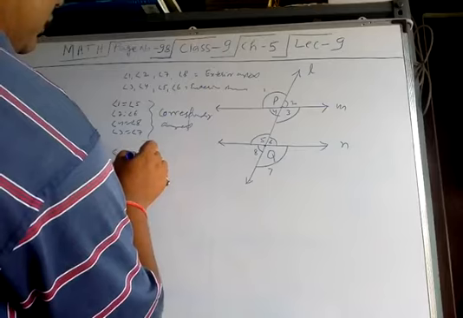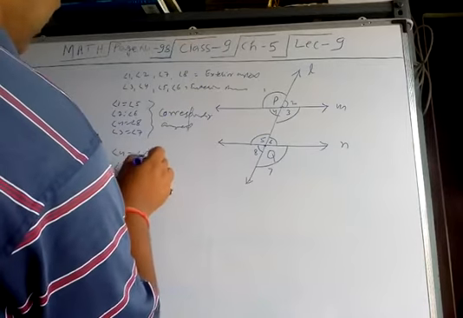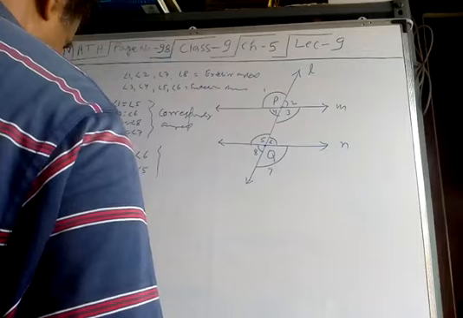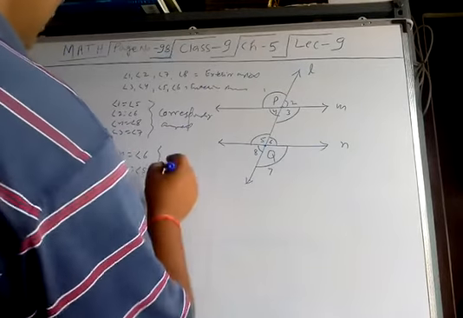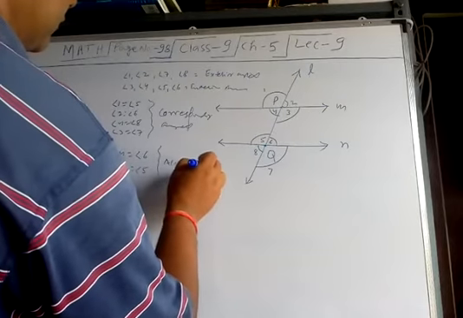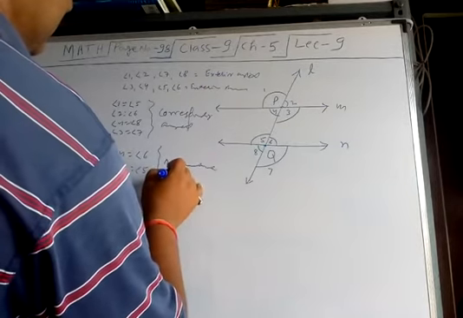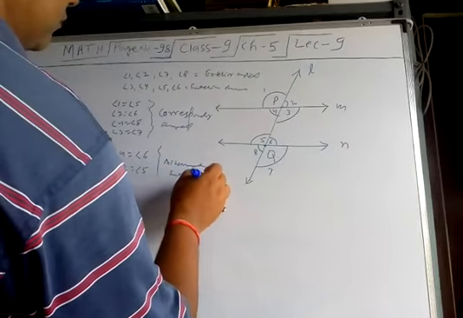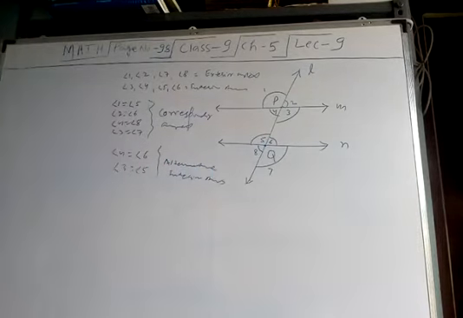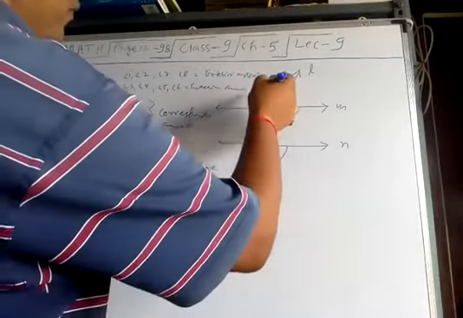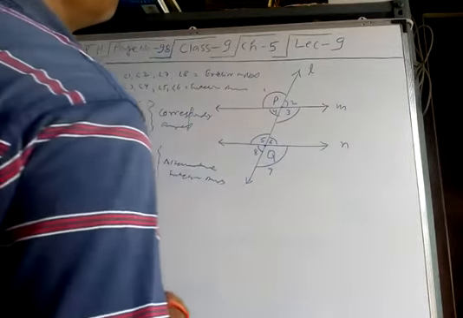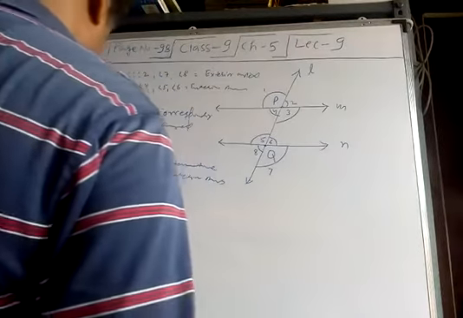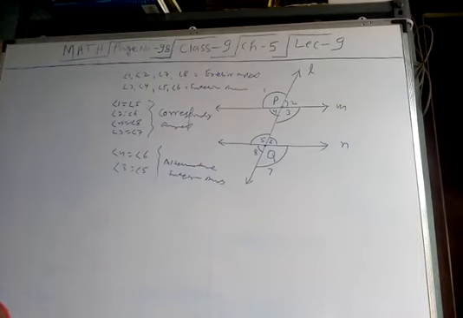Angle 4 is equal to angle 6. Angle 3 is equal to angle 5. So these are the alternate angles, but interior. Alternate interior angles. Now alternate exterior angles.